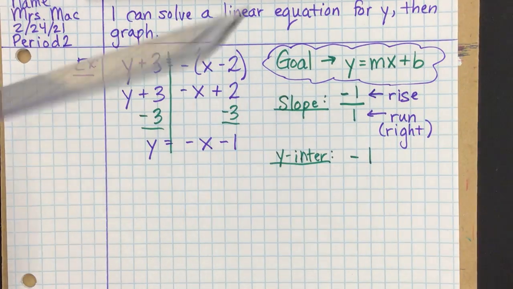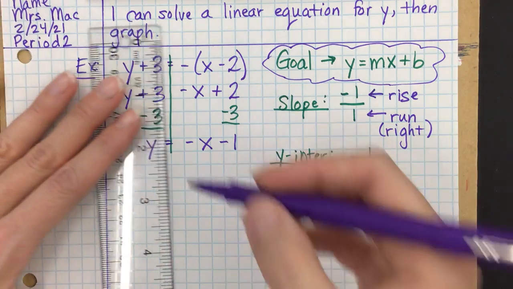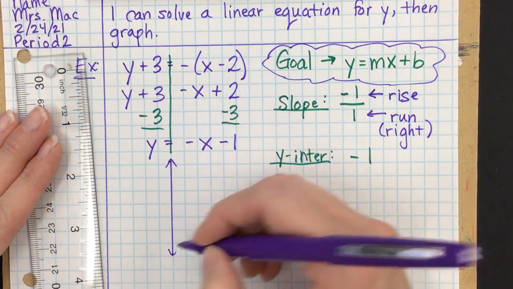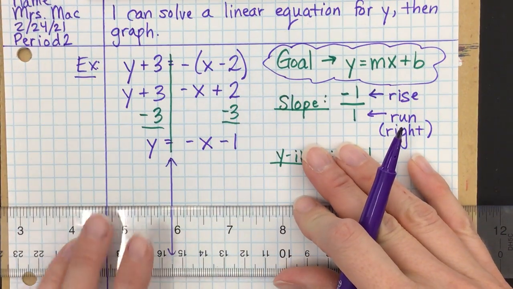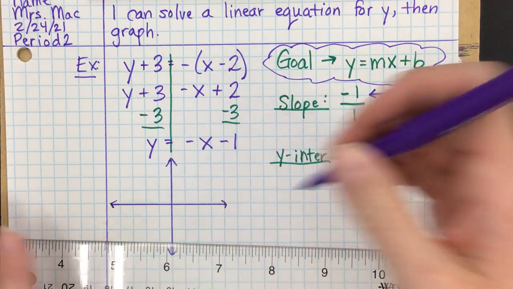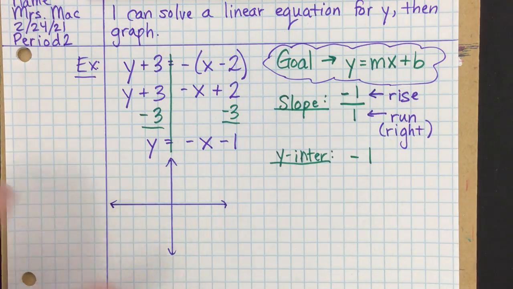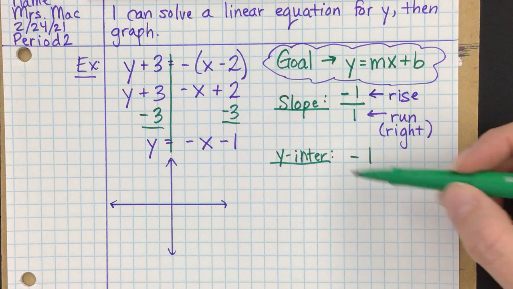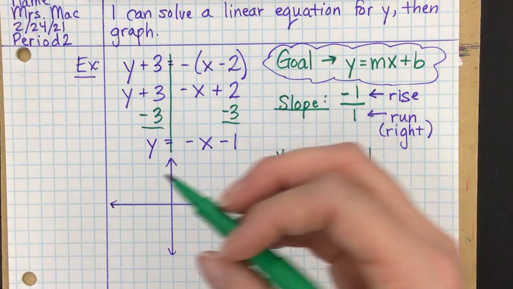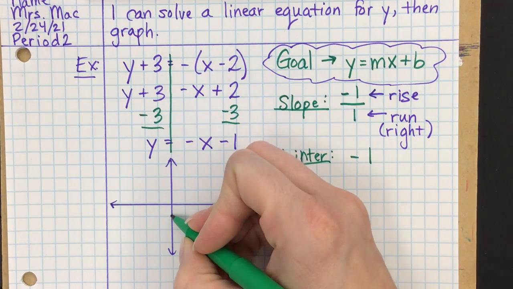So now I'm going to use that information to graph it. It can be a pretty small coordinate plane. We don't need a whole lot of space on this one. If you're not sure about graphing using the slope and y-intercept, I'm going to talk you slowly through this, okay? The first thing you're going to do is plot a point on the y-axis where your y-intercept is. So in this case, your y-intercept is -1. So you're going to find your y-axis and put a point at -1.